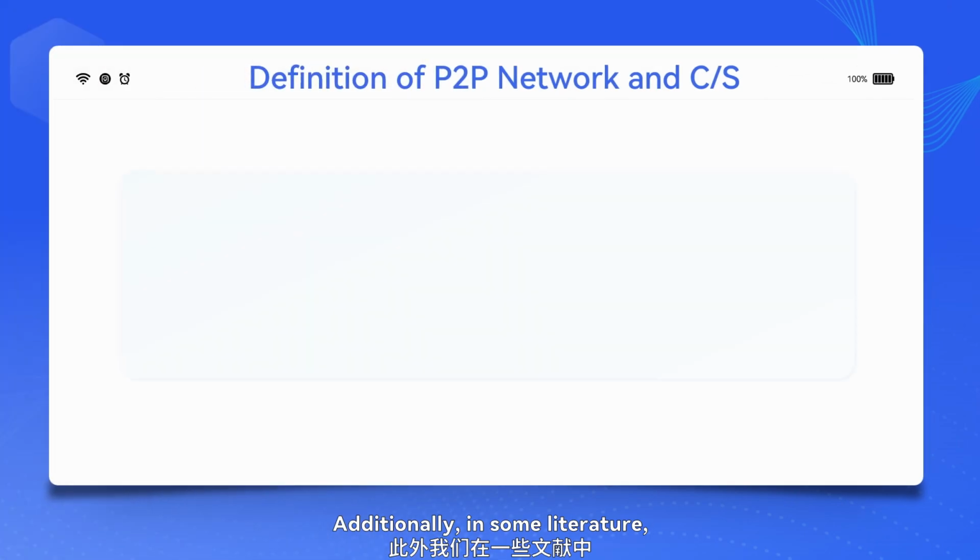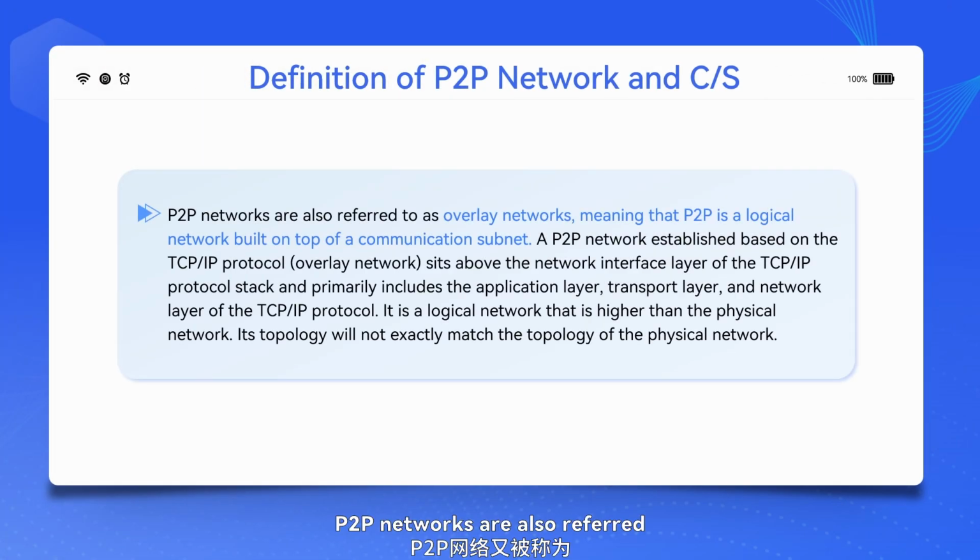Additionally, in some literature, P2P networks are also referred to as overlay networks, meaning that P2P is a logical network built on top of a communication subnet. A P2P network established based on the TCP/IP protocol sits above the network interface layer of the TCP/IP protocol stack and primarily includes the application layer, transport layer, and network layer of the TCP/IP protocol. It is a logical network that is higher than the physical network. Its topology will not exactly match the topology of the physical network.